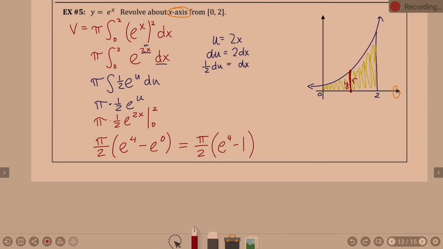Now, fun fact. This is a good AP answer. Pi times e to the 4th minus 1 all over 2. That's a good AP answer. I mean, those are all free response options. Okay, now, what do we usually do? We probably do something like that, don't we?